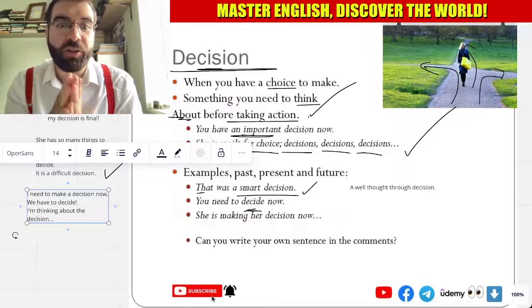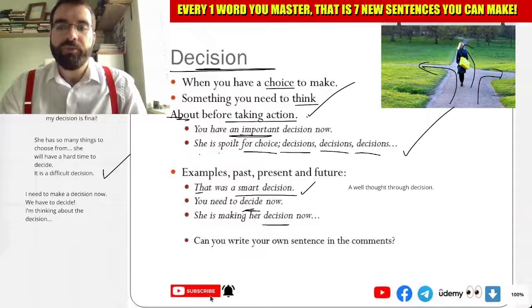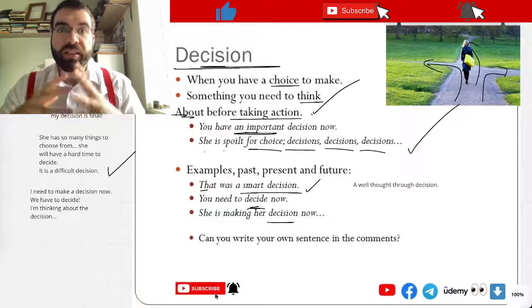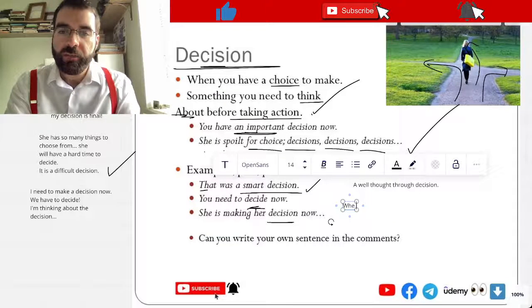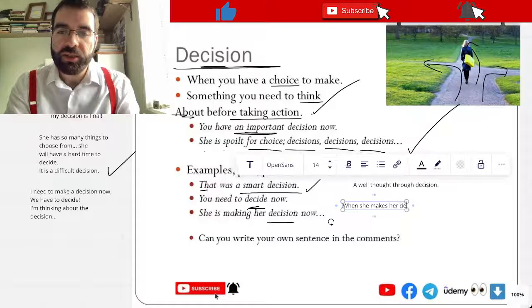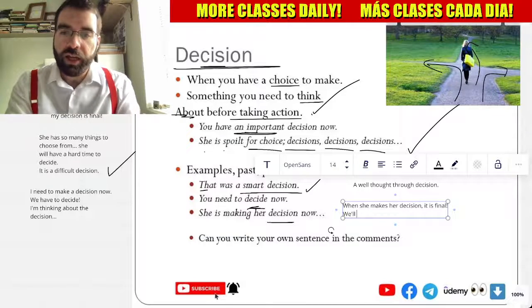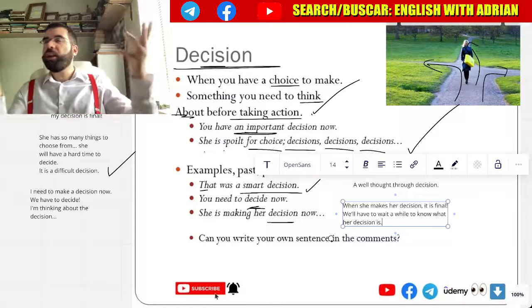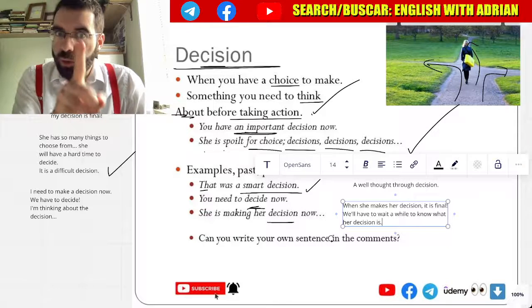Which way to go, which to take, what to do. Yeah, she's making her decision now. Okay, very good. Her decision is final. When she makes her decision, it is final. We'll have to wait a while to know what her decision is. We have to wait. And we'll know what she decided later on. Yeah, but she has a very important decision.